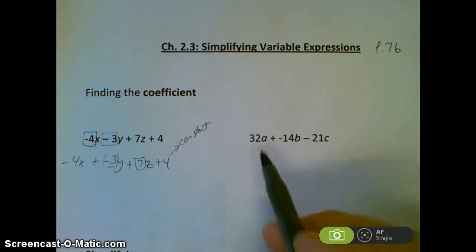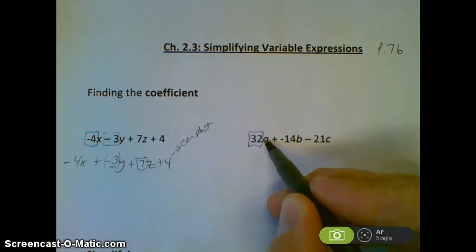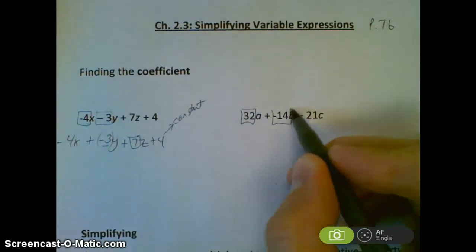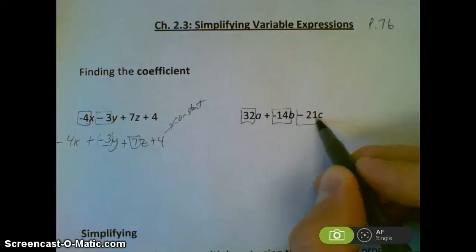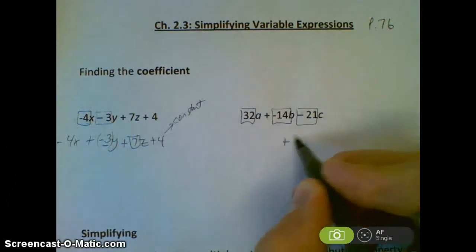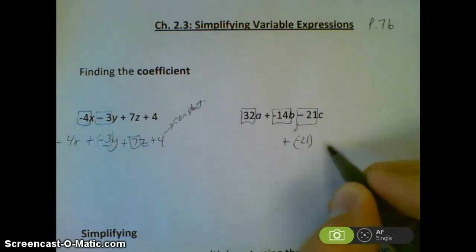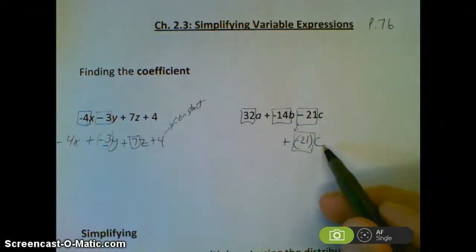Same process here. 32, positive 32 is the coefficient in front of a. We're multiplying a. Negative 14 is the coefficient that multiplies b, and negative 21 is the coefficient that multiplies c. Or if you do what I do, you change this subtraction to adding the opposite. So negative 21 is still the coefficient.